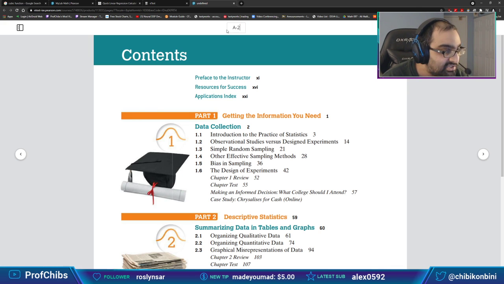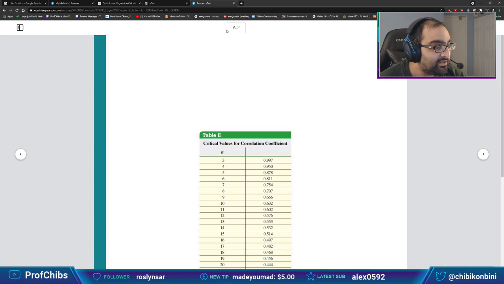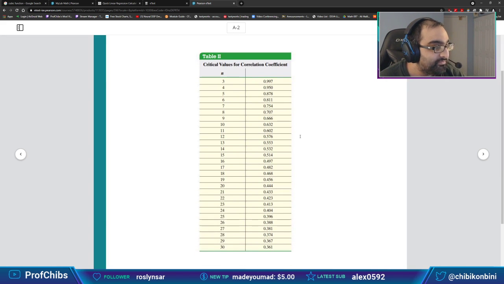Was it this Aiken? Or not Aiken, was it this JD? Sorry. Was it the critical values for the correlation coefficient? Is that what you're referring to there, JD?